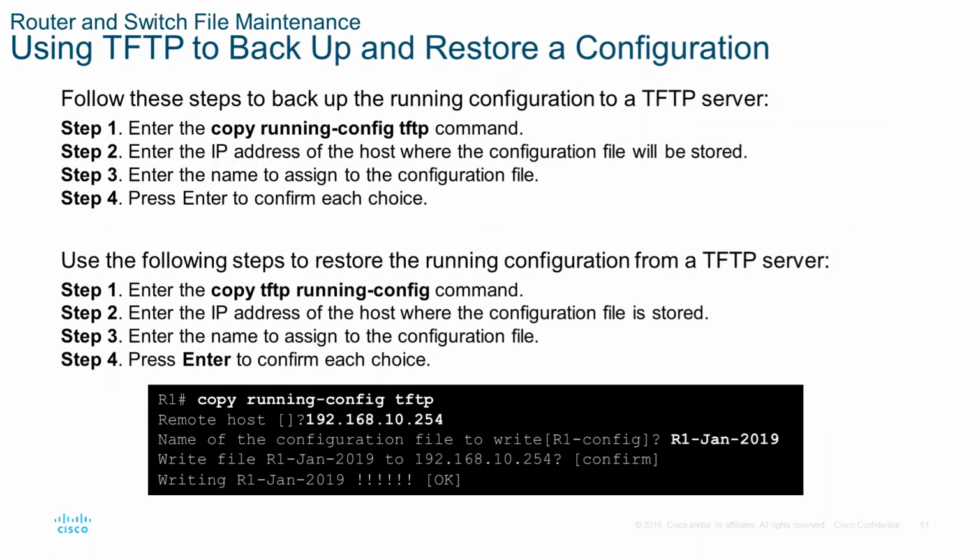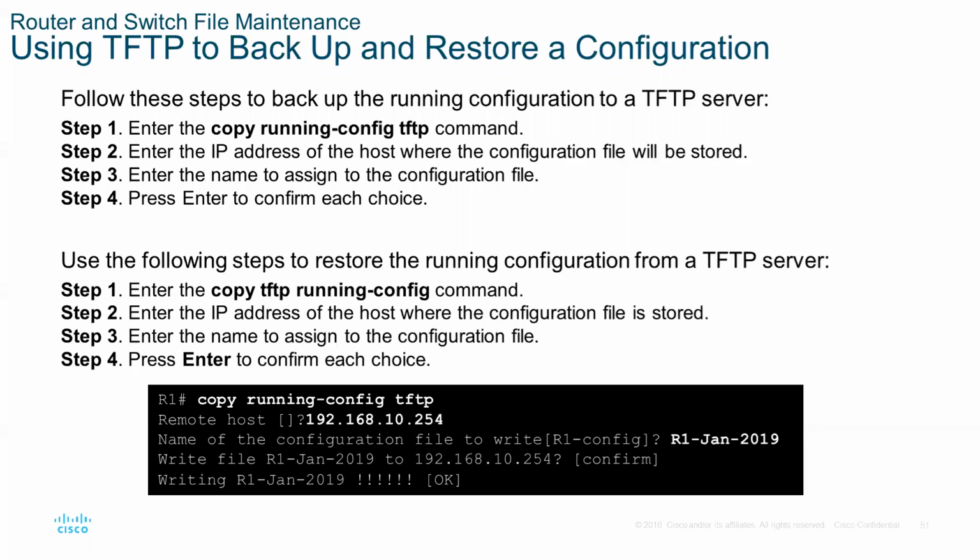Okay, you can actually use a TFTP server to copy it to. So basically you have to have your TFTP server running, and the command you enter is copy running config to TFTP. So copy from to, and then it will prompt you for the IP address of where the TFTP server is. It'll prompt you for the name of the file to be saved under, and then you hit enter to do the save.